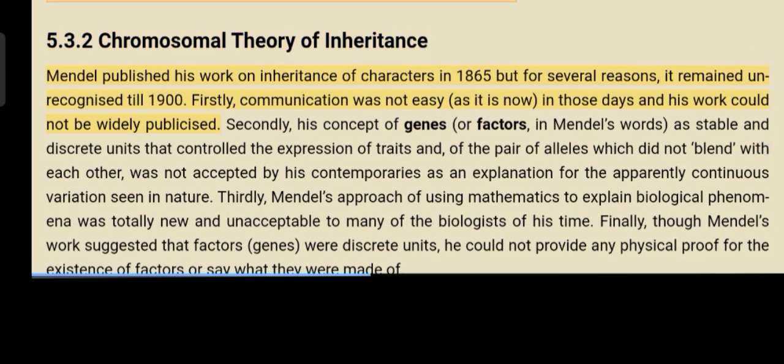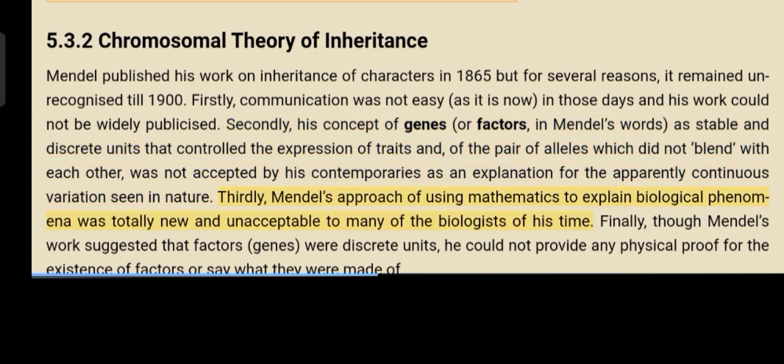5.3.2 Chromosomal Theory of Inheritance. Mendel published his work on inheritance of characters in 1865, but for several reasons, it remained unrecognized till 1900. Firstly, communication was not as easy as it is now in those days, and his work could not be widely publicized. Secondly, his concept of genes or factors, in Mendel's words, as stable and discrete units that controlled the expression of traits and of the pair of alleles which did not blend with each other, was not accepted by his contemporaries as an explanation for the apparently continuous variation seen in nature.